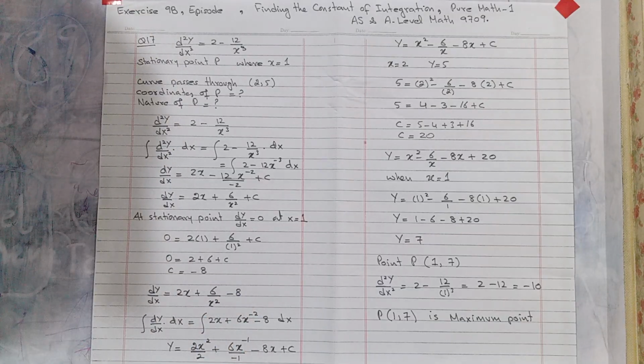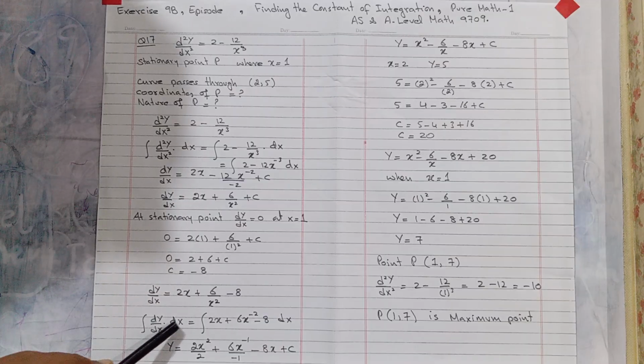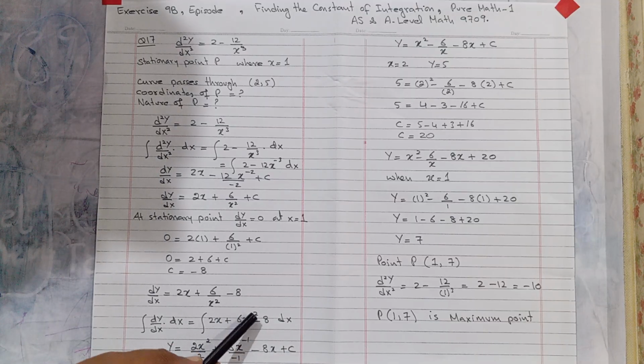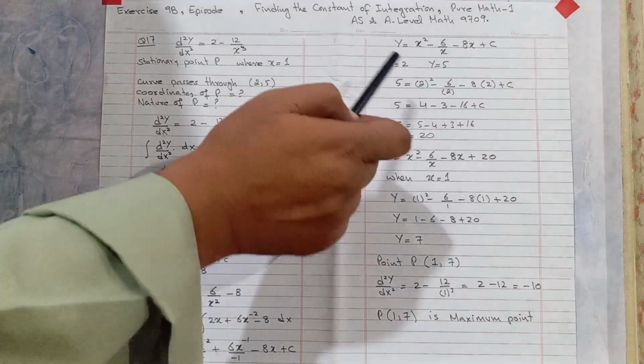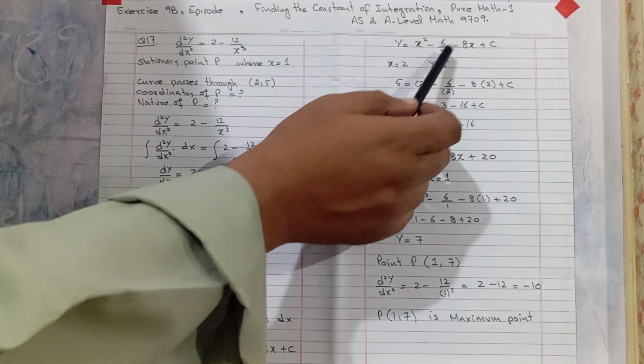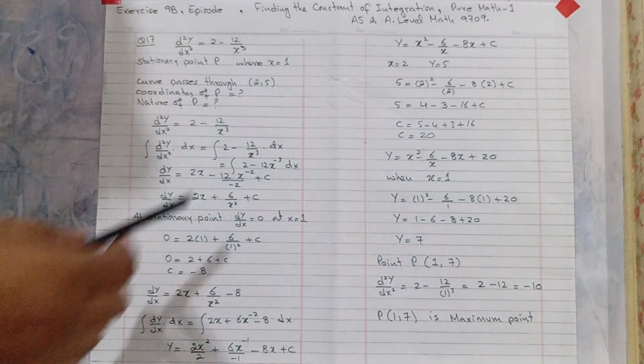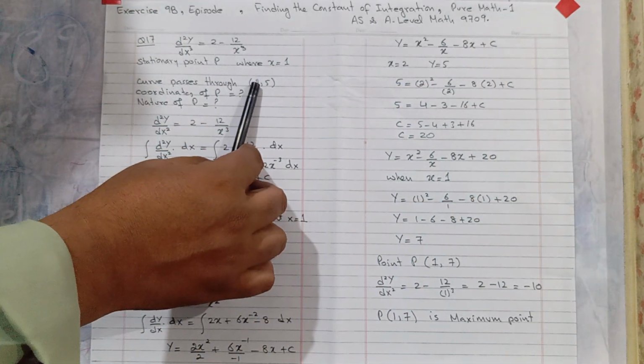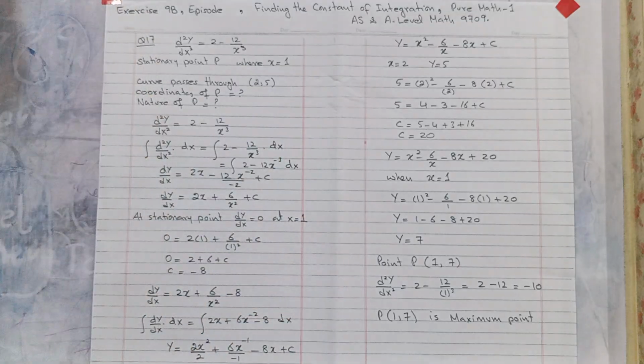So now I will integrate it again, okay? So dy by dx into dx equals 2x plus 6x raised to power minus 2 minus 8 dx. So this will become 2x squared divided by 2 plus 6x raised to minus 2 plus 1, that will give you minus 1. With the same number you will divide, minus 8x plus c, another c here. Okay, now let's simplify this. y is equal to x squared minus 6 by x minus 8x plus c. And I know that the curve passes through this point, so x equals 2, y equals 5, because the curve passes through this point, and this is the equation of that curve.